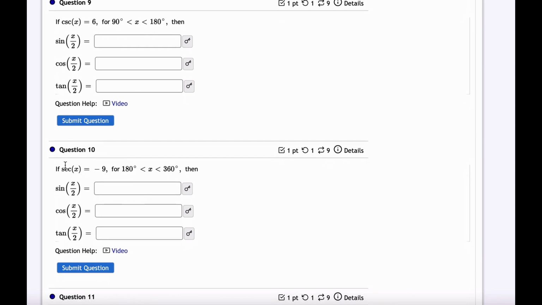Question 10 is kind of the same idea. They give you information about the secant, which is the reciprocal of the cosine. So you can think about it like they're telling you that the cosine of x is negative 1/9. They're telling you that x is between 180 and 360 degrees, but you don't care so much about x. You care about x divided by 2. So if x is in this range, x divided by 2 is between 90 and 180 degrees, which means x divided by 2 is in the second quadrant. So based on the fact that you're in the second quadrant, maybe you can figure out whether these should be positive or negative numbers for each of these 3 boxes. Same hint: figure out one of the 3 using a half angle formula, and then figure out the other 2, instead of using half angle formulas, by drawing a triangle and using SOHCAHTOA.